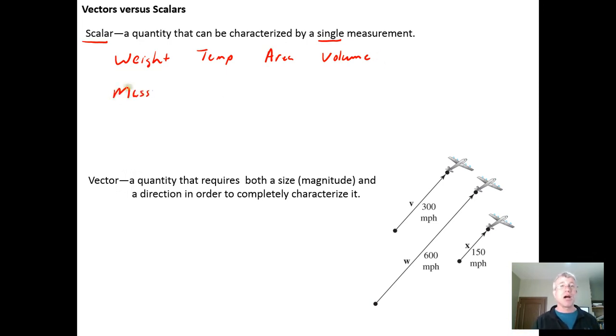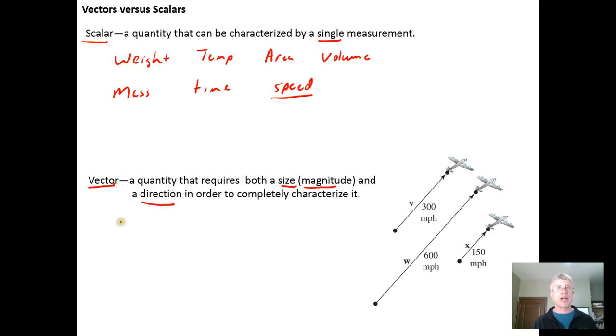Mass, how much stuff an object is made up of. Time is a scalar quantity. Speed is a scalar quantity. One number suffices to tell you how fast you're going. Vector quantities, however, are quantities that require two measurements essentially to completely characterize them. You need to know the size and you need to know direction.